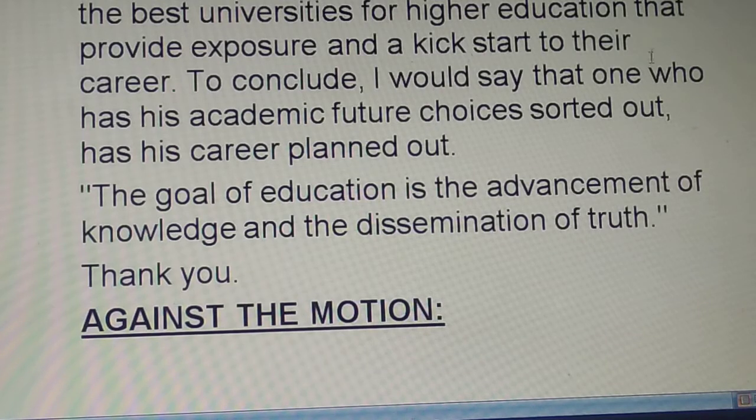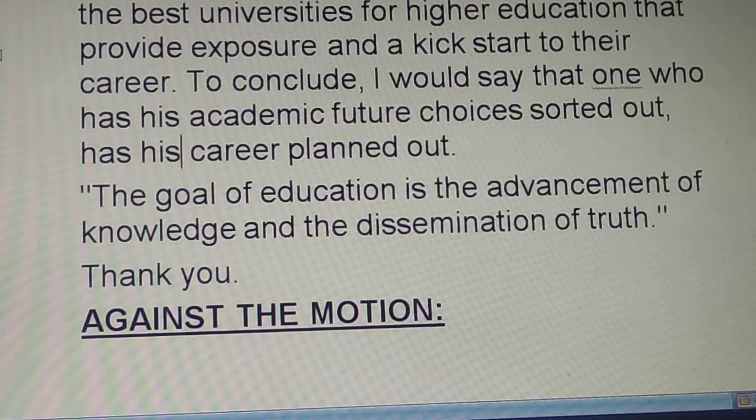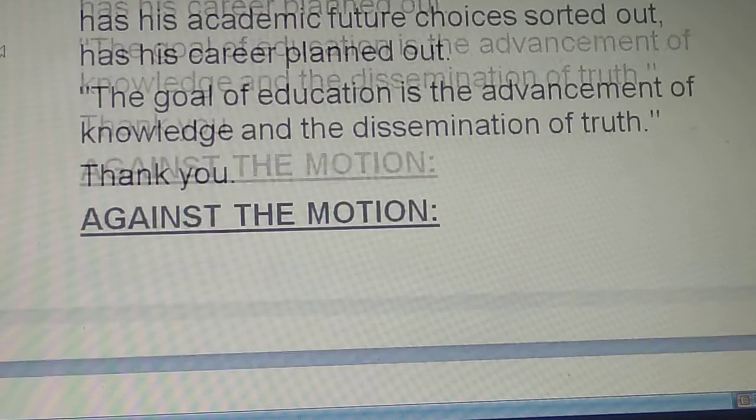The goal of education is what? The advancement of knowledge and the dissemination of truth. Thank you. Yeah, so that was for the motion. Now, how do you write against the motion? See here, against the motion.